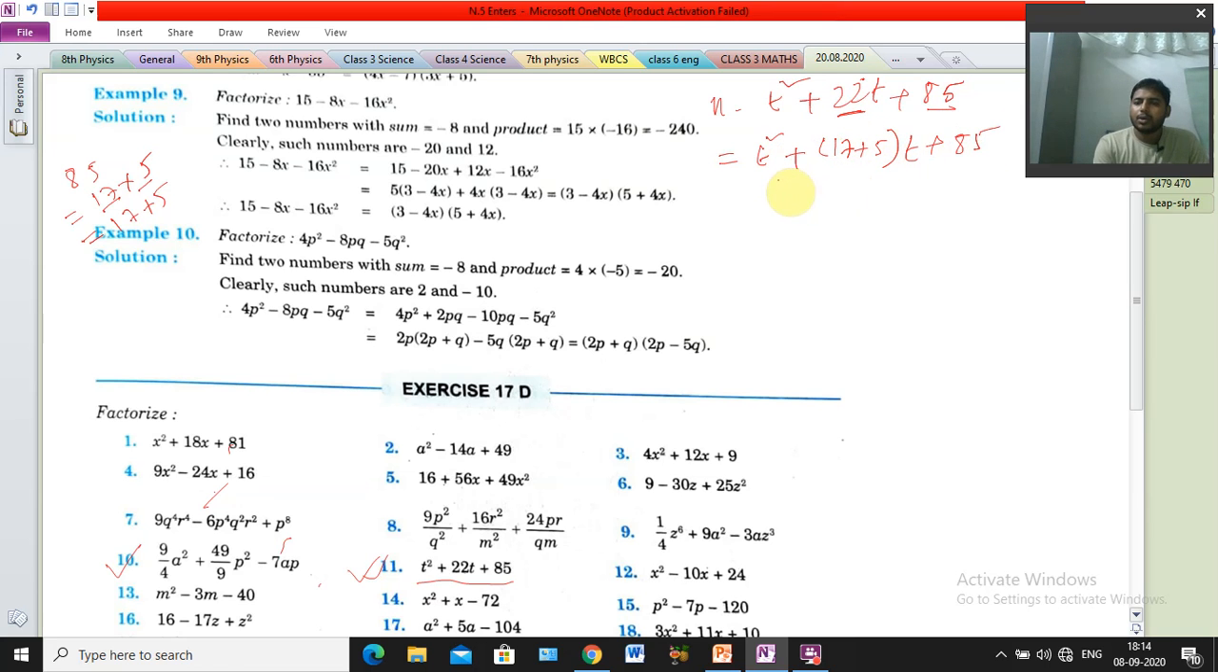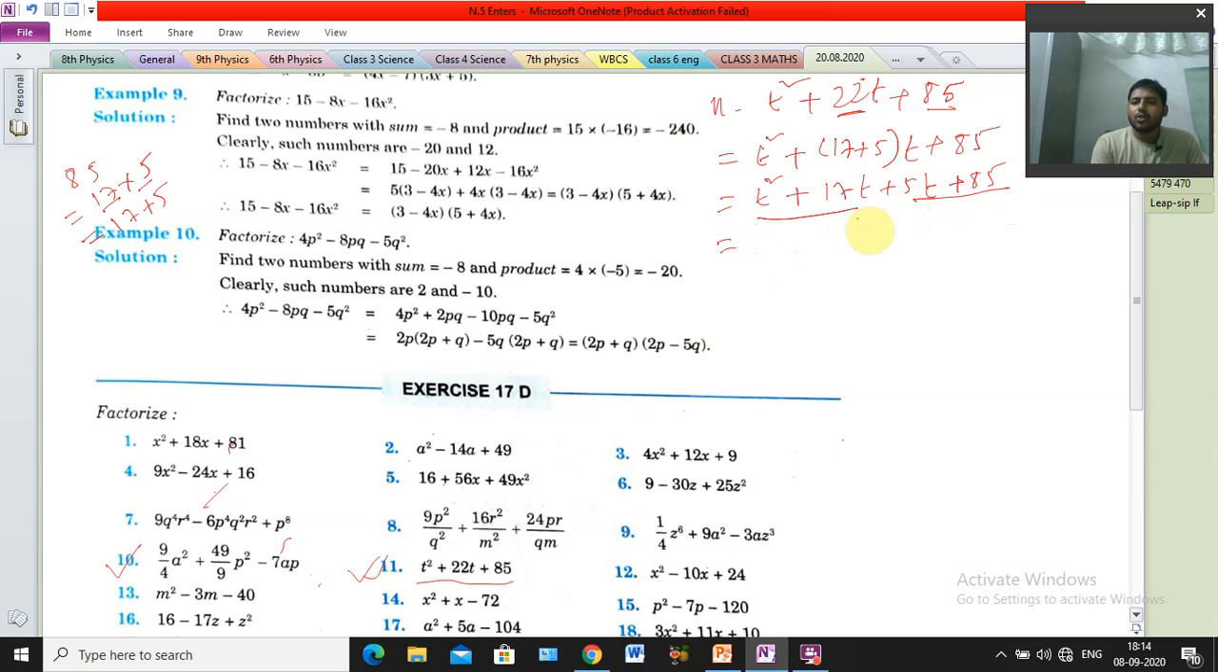Understood? Next, that means we are getting here t square plus 17t plus 5t plus 85. Clear? If we remove the bracket we will get that one. Separately we will get the 17t plus 5t. So now 4 terms we are getting, so take common from the first 2 terms and the last 2 terms.